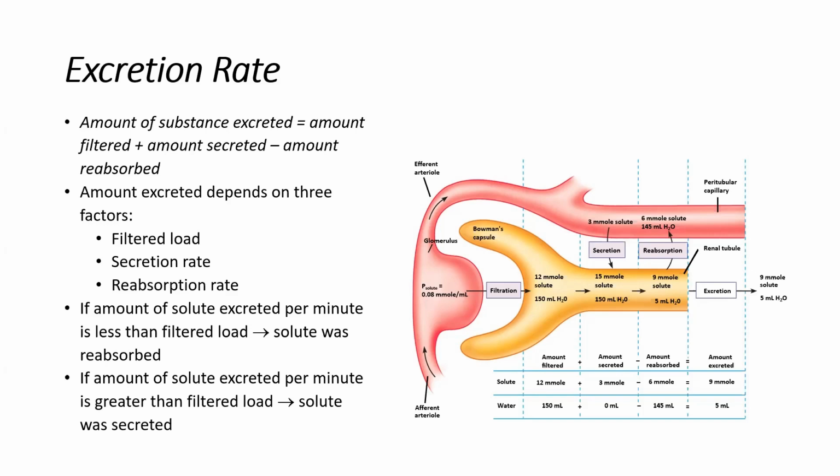Again, we're going to talk about PAH, or para-aminohippuric acid. That is something that is fully secreted. So it is showing up in the urine at a higher rate than it is being filtered. And so that tells us that it has to be coming from somewhere else. And that lets us know that it was secreted.